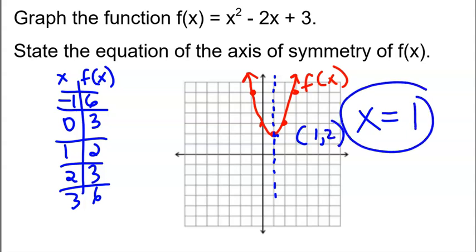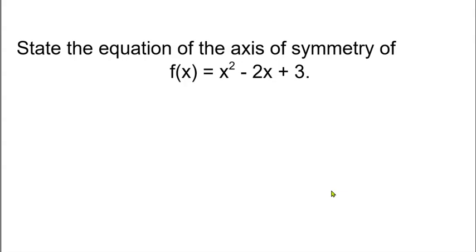which is 1. Another way you could be asked is without a graph, where you're simply given the equation and asked to determine the axis of symmetry. In that case, you could use this formula to find that equation.